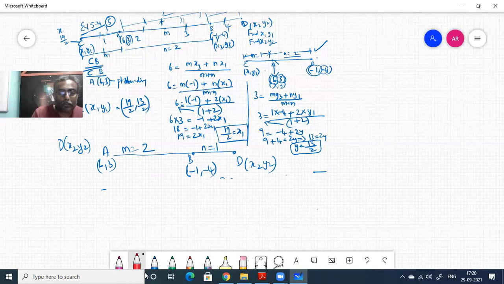Here we are having 6 comma 3 and minus 1 comma minus 4. Okay. And it is in the ratio of 2:1. Correct. That is also correct. Why it is not coming?